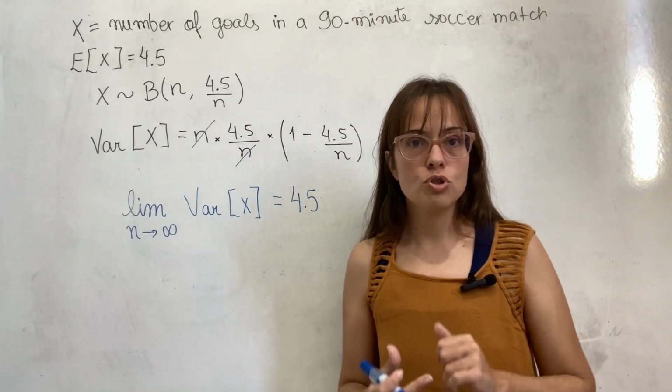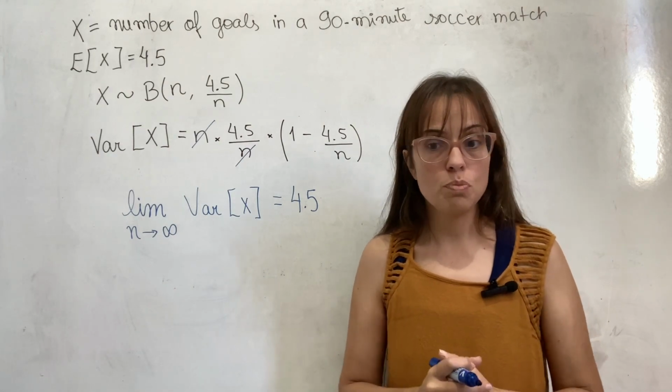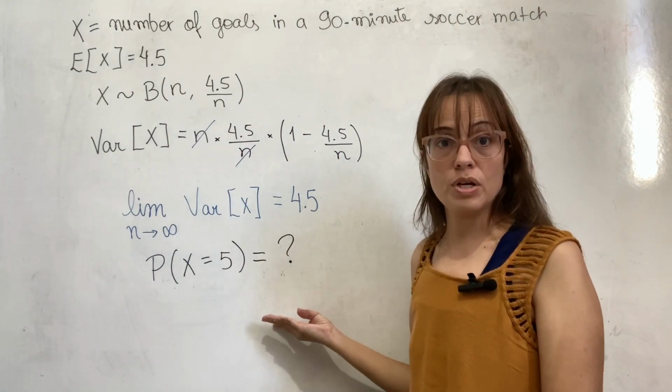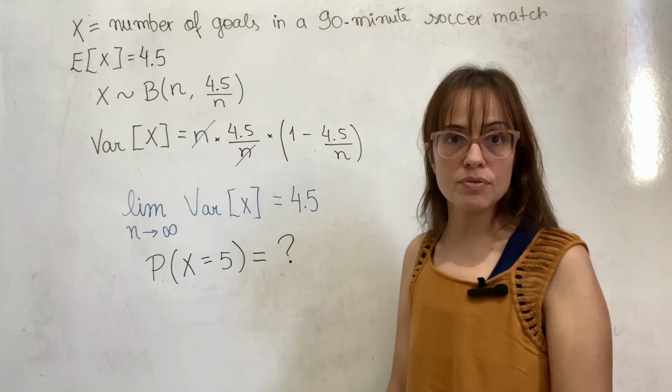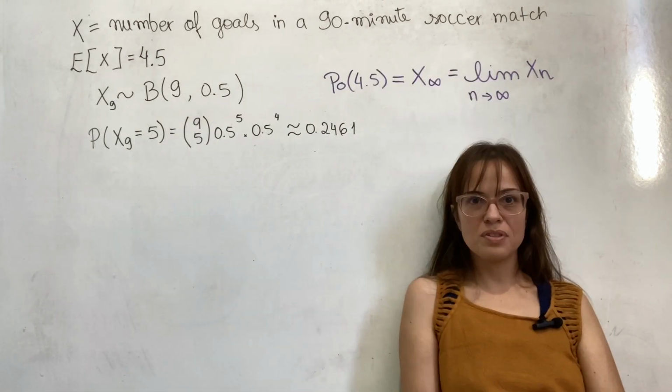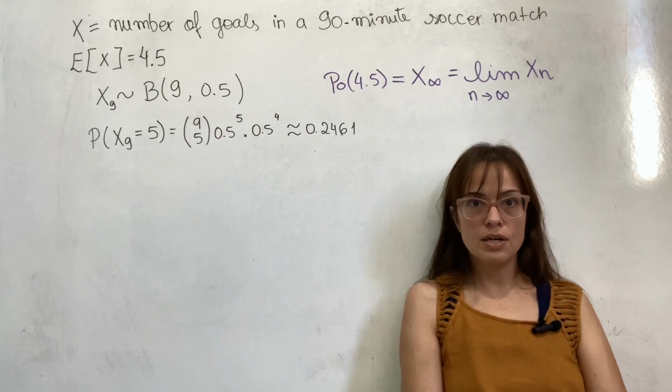And for that, we're going to use the actual formula that we have for the binomial distribution. We want to be able to answer questions like this one, the probability of there being exactly 5 goals in the match. Okay, so everything that I just said is now translated in mathematical notation up here.